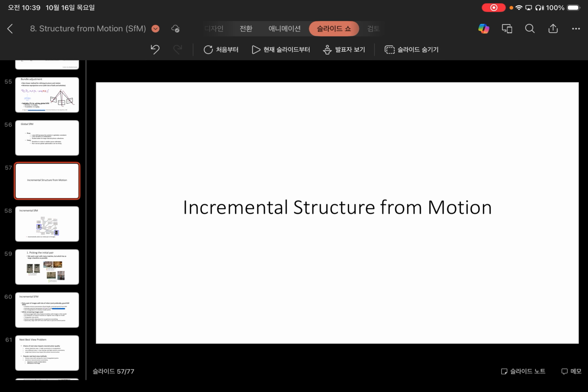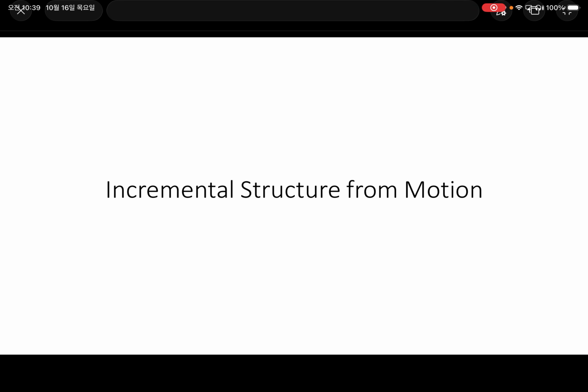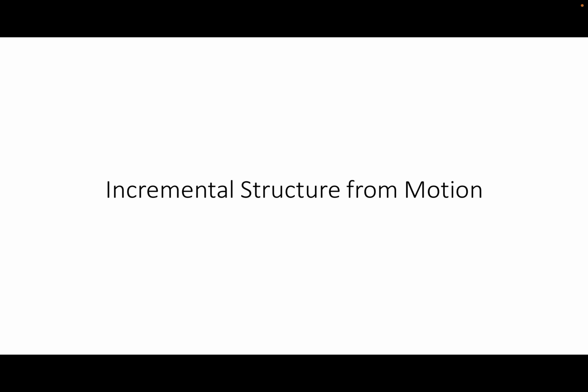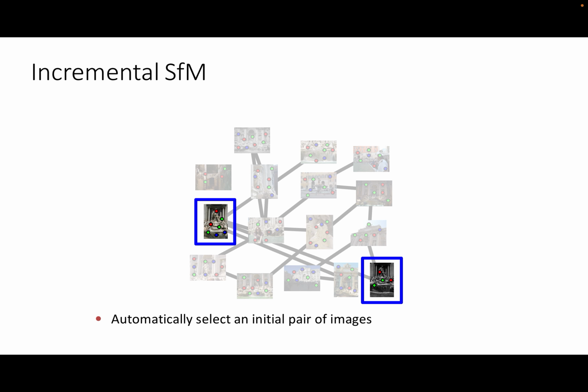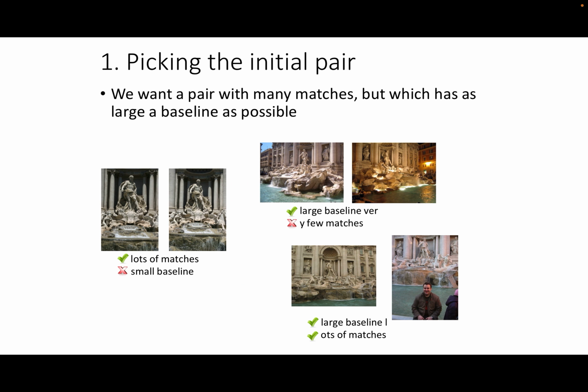So today we learn incremental structure from motion. Incremental structure from motion, as I said, tries to use only a subset of images at first, and then gradually add images one by one so that it can improve the reconstruction quality gradually. That is the incremental structure from motion. So, automatically select initial pair of images. After we have image matching using SIFT, we can automatically select initial pairs of images.